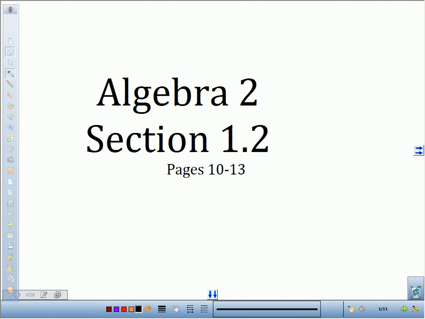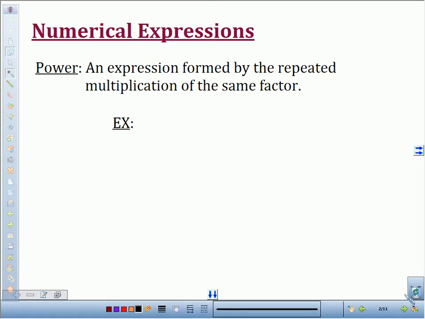Now, this first video deals with section 1.2 of our textbook, pages 10 through 13. This section is over expressions. Now, we have two different kinds of expressions. We have numerical expressions, and we have algebraic expressions. Numerical expressions consist of numbers, operations, and groupings. Groupings would be parentheses. Operations are addition, multiplication, subtraction, division, those kinds of things.